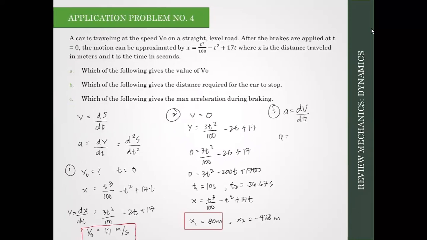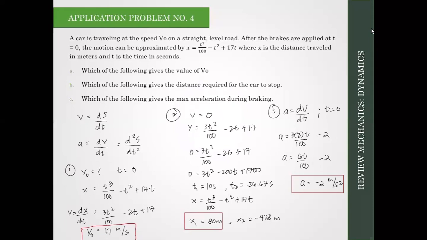Okay? So, that will be 3 times 2t over 100 minus 2. Okay? Then this will be a is equals to 60 over 100 minus 2. Since ang time natin nung nag-break tayo ay 0, so a natin will be equals to negative 2 meter per second squared. So ibig sabihin may deceleration tayo. Yung maximum deceleration natin for the problem will be equals to negative 2 meter per second squared. So ito yung sagot natin for number 3.